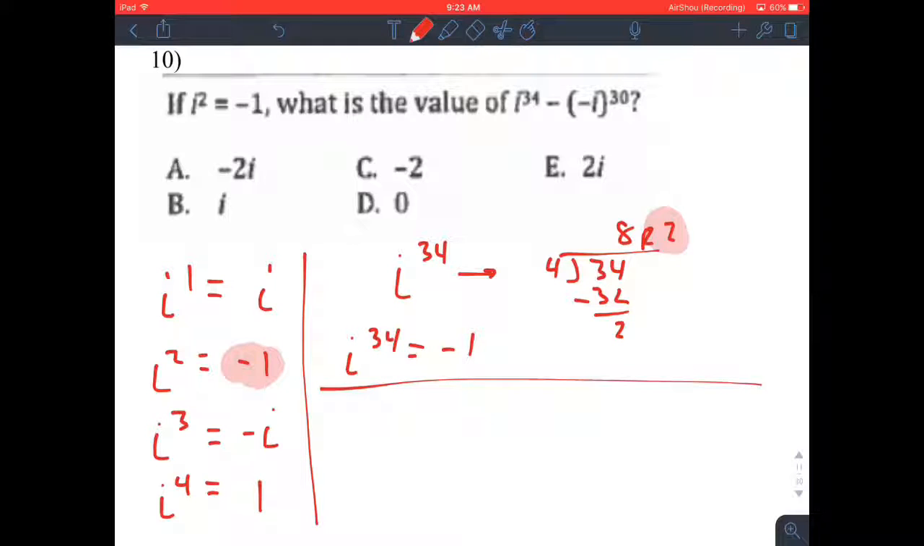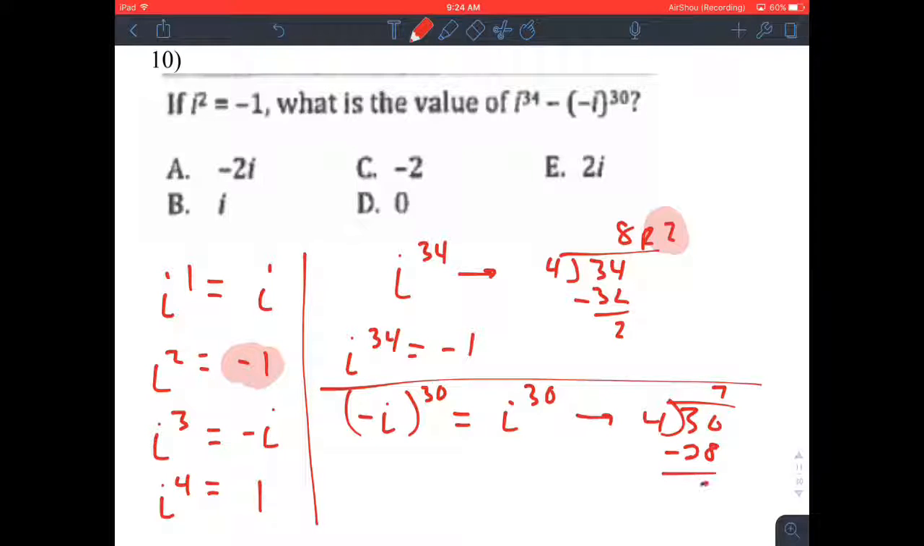The next thing we got is negative i to the 30th. That's equivalent to i to the 30th, because if you multiply a negative number by itself an even number of times, the answer is always positive. Let's take the exponent and divide it by 4. Goes 7 times, remainder of 2. So that's also negative 1.